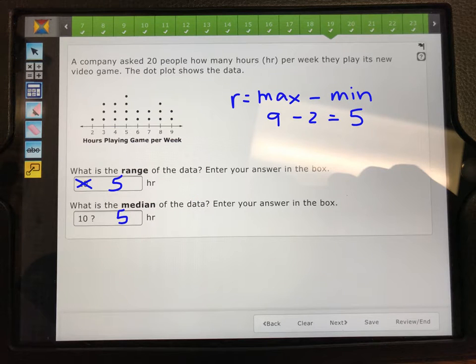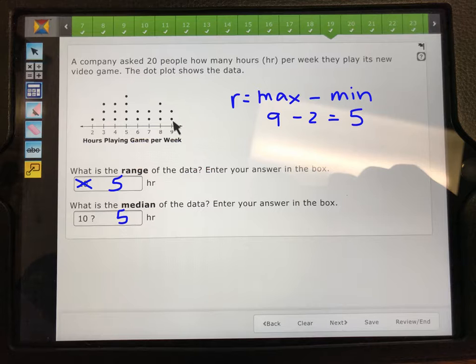So here we have some more statistics. Okay, the range would be the maximum minus the minimum. All right, now again, we have to understand what these mean. This is hours of playing a game per week, and it's from 20 people. So each of these dots, this is where the 20 comes in. There's 20 of them. All right? Each dot represents a person.